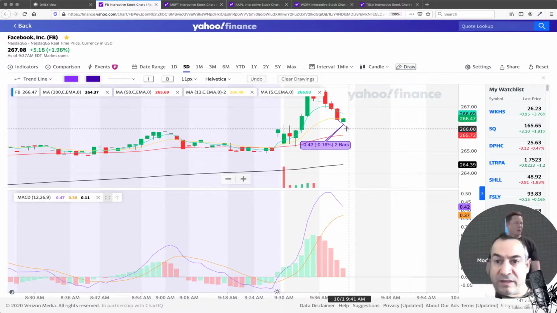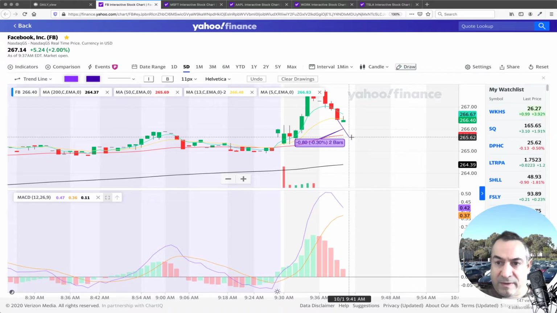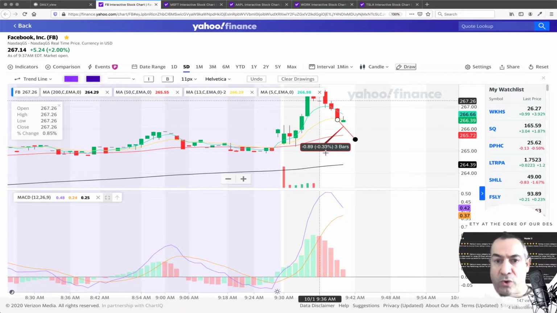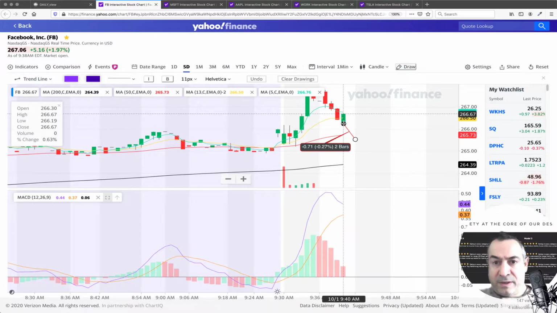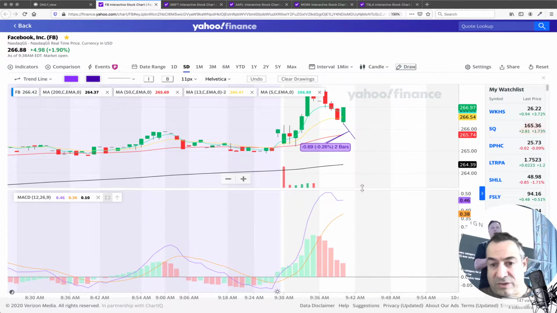10 minutes after opening, 265.50. Already it's trying to go back up. Okay, that's a lot lower than I thought. But we're more or less, okay, almost nothing. It's like 0.33% away from our target, and actually at the moment, we're a quarter percent away from our target. We could already lower the target if we think, but look at this, it's already trying to go back up.